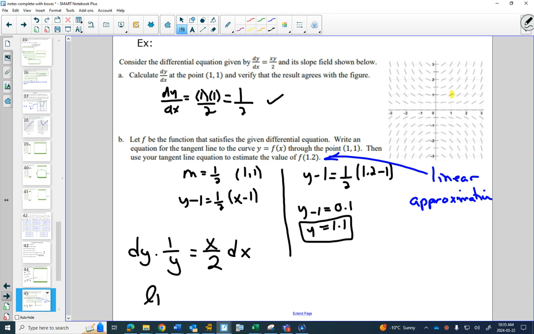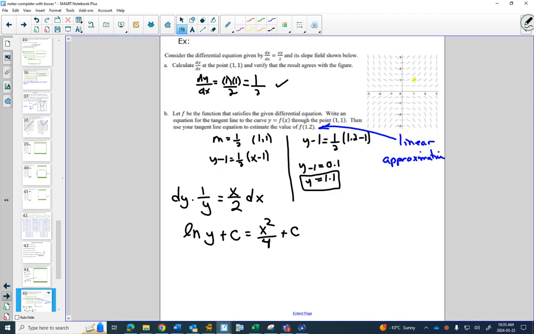I would have the natural log of y plus c on this side, and if I integrated this side, I would have x squared over 4 plus c on this side. So then natural log of y is equal to x squared over 4 plus c. Again, the c's just sort of combine.